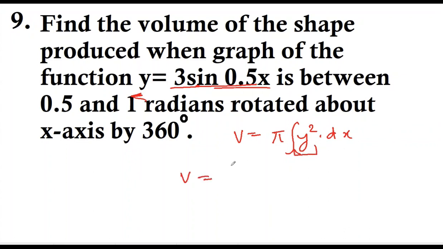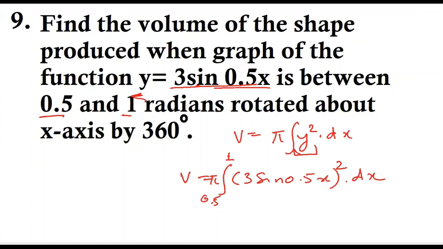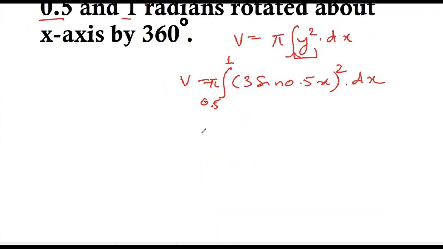So in this case, the volume will be, they're saying, from 0.5 to 1. So we write 0.5 and 1 here, pi outside, and we square 3 sine 0.5x, square dx. That's it. And if you know how to integrate this, you can easily find this. I'm not going to do this because it is not part of pure math 1, but what I want to tell you is that it will be that easy. 3 square is 9, so I've written it outside, and it will be sine square 0.5x dx.